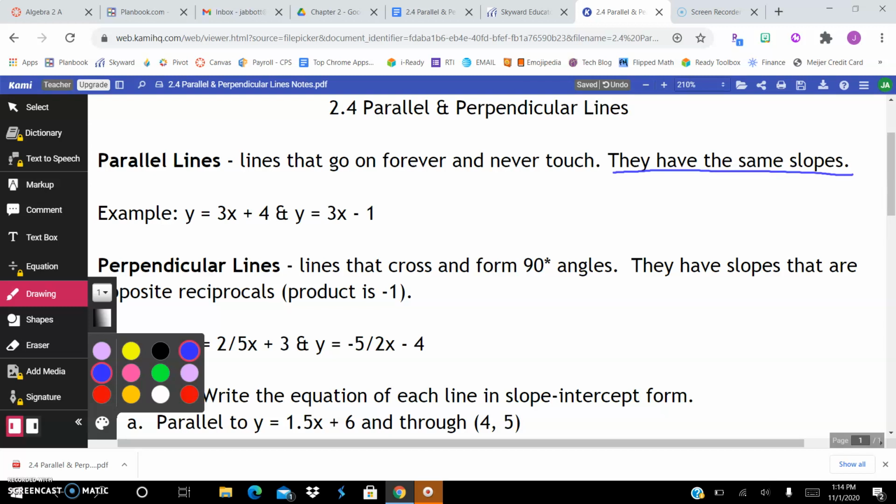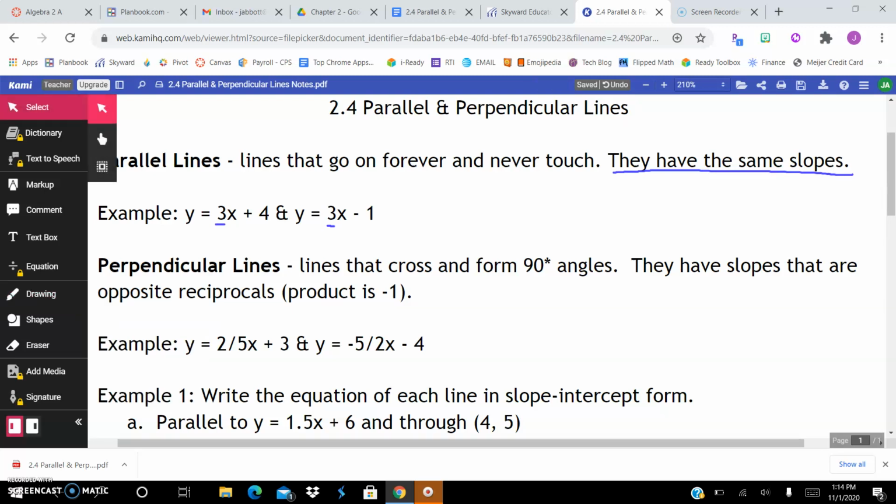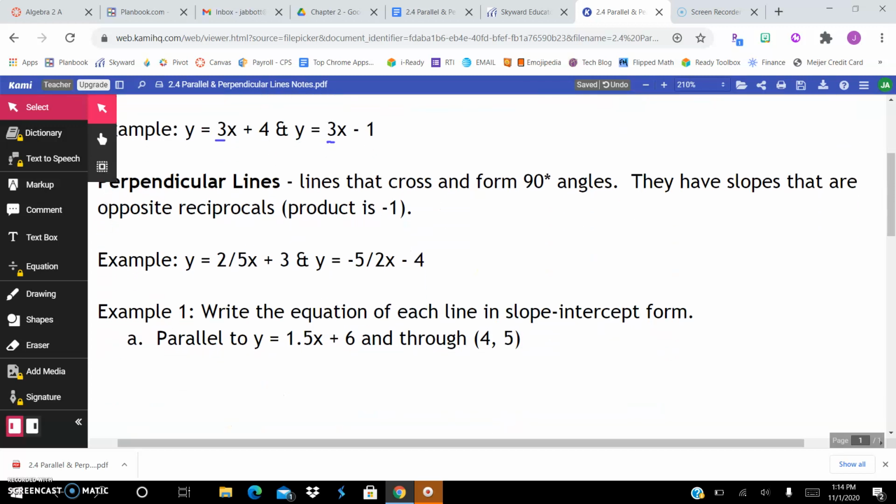Those are in the form of slope-intercept, so that's mx plus b. So the m's are the slope, so 3 is the slope in both. So the equations tell us that if we graph those lines, they would be parallel.